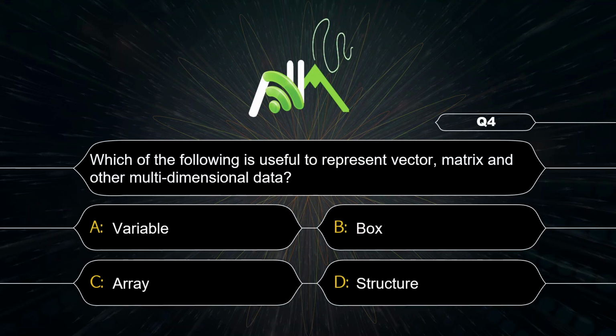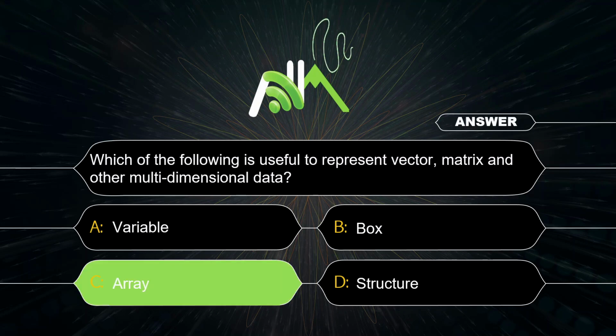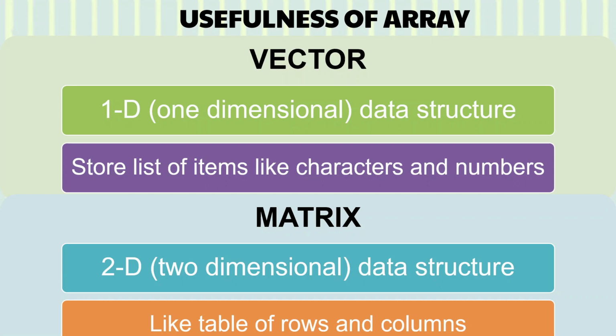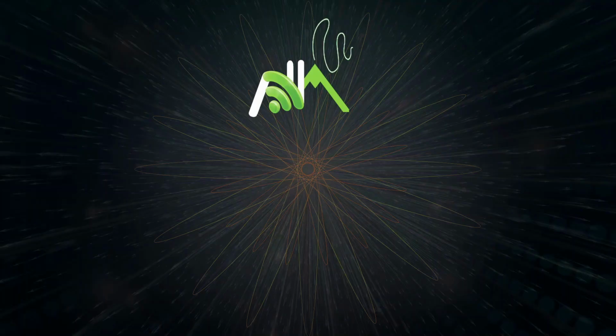Which of the following is useful to represent vector, matrix and other multidimensional data? Correct answer is C, array. Arrays are useful for representing data in vector, matrix or multidimensional form. Vector is represented as a one-dimensional data structure that is used to store a list of items like characters, numbers, and matrix is represented as a two-dimensional data structure where data is stored in tabular form in the form of rows and columns.